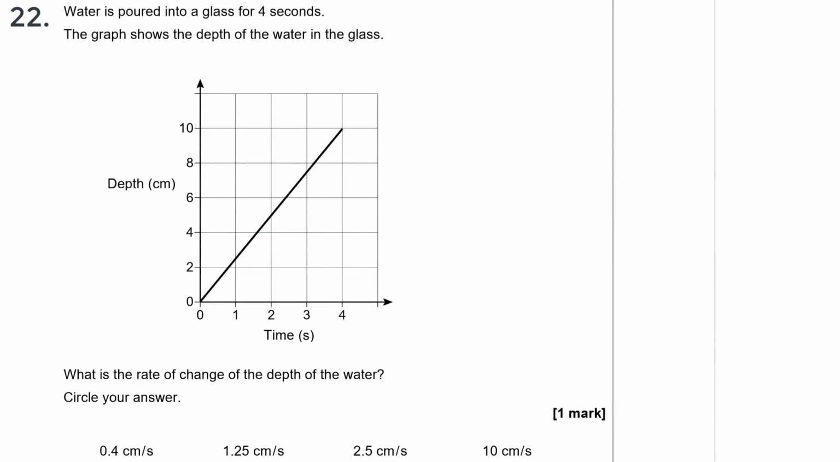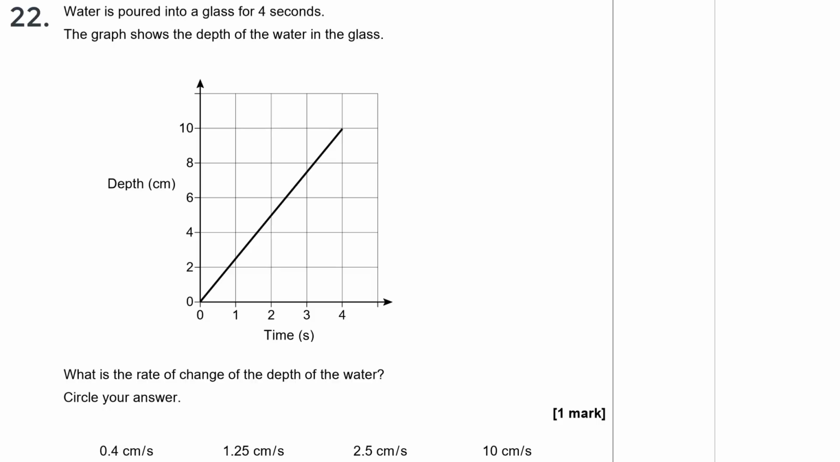The graph shows the depth of the water in the glass. So we can see as time increases from 0 to 4, the depth is increasing steadily. And we need to work out the rate of change of the depth of the water. Now, rate of change is the same thing as gradient, so we need to basically work out what the gradient of the straight line is.